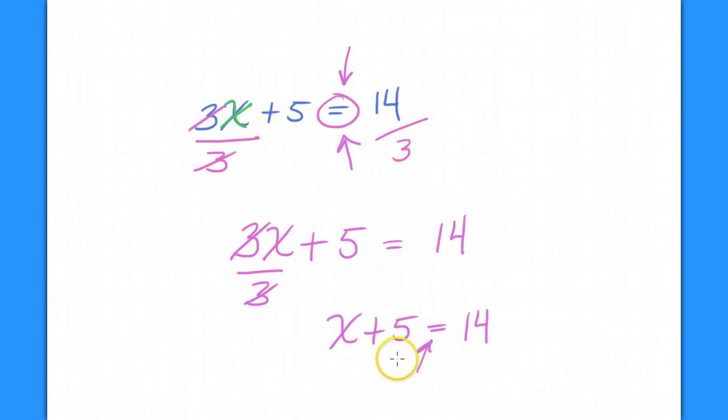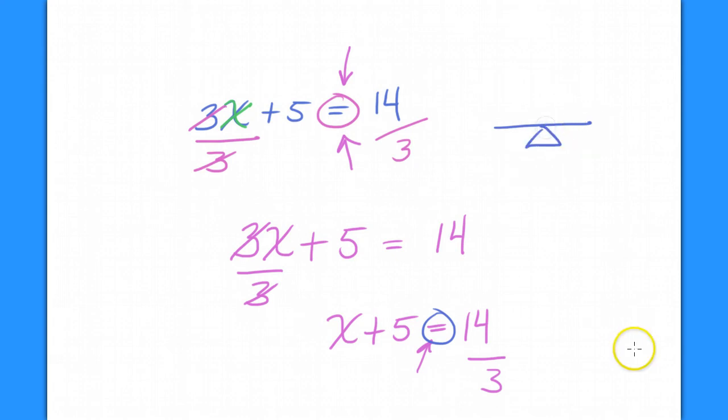So whatever we did to one side, we have to do to the other. And we divided 3 on this side, so we're going to need to divide 3 on this side. So that's what we mean when we say what you do to one side, you have to do to the other. That equal sign is like a teeter-totter, and we need to keep that teeter-totter balanced. Okay? That's the fulcrum right there. So now we have x positive 5, 14 divided by 3. So we need to get that x by itself, right?